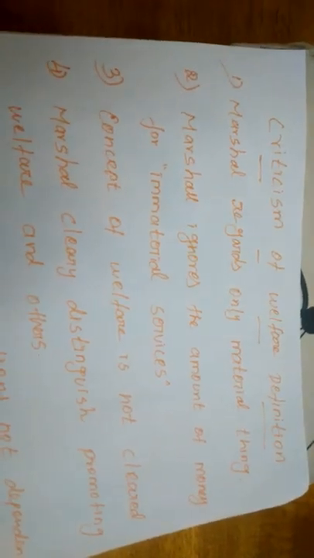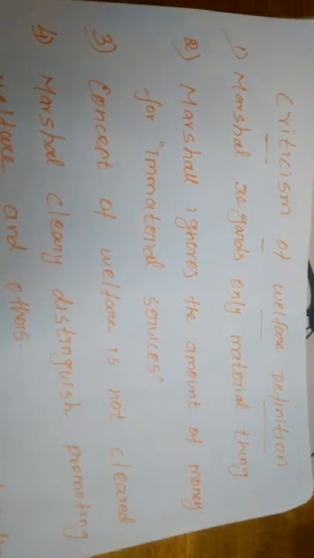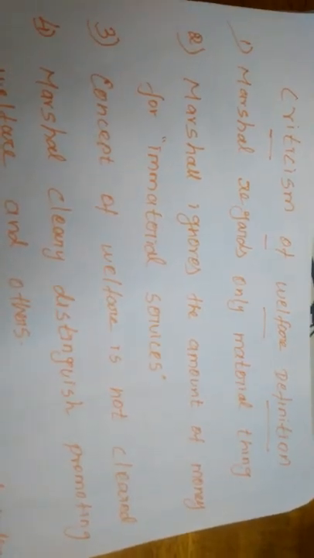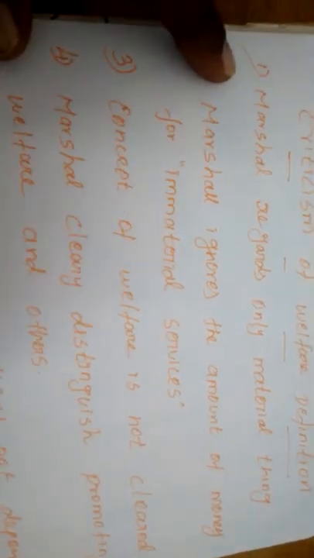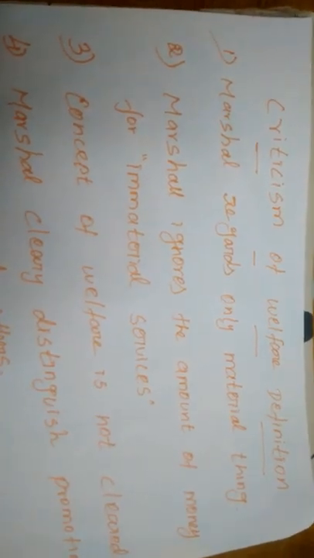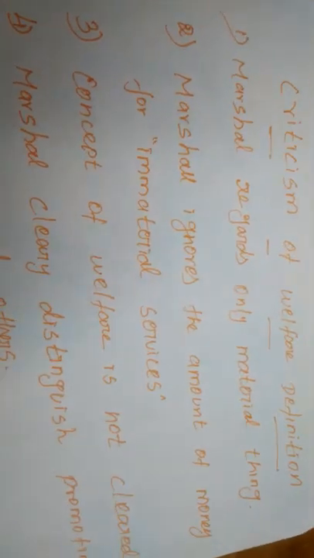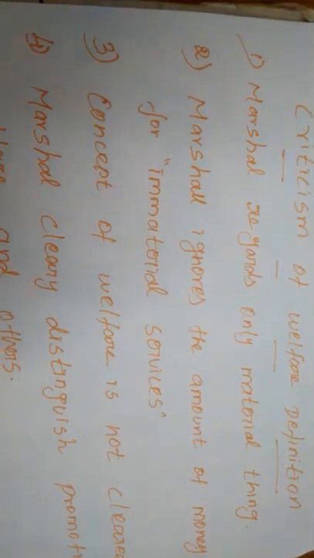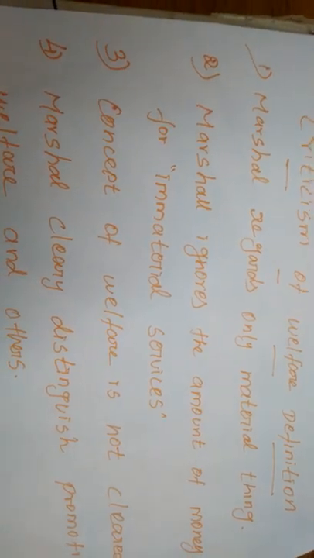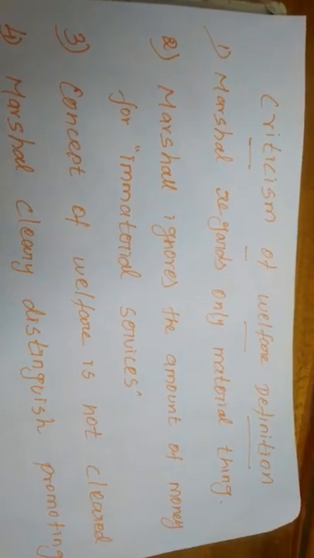Even if these things are not able to increase economic activity, they have the power to satisfy human welfare. So the second criticism is that Marshall ignores the immaterial things. He does not consider them as human social welfare. The next one is that Marshall ignores the amount of money that goes as reward for immaterial services.